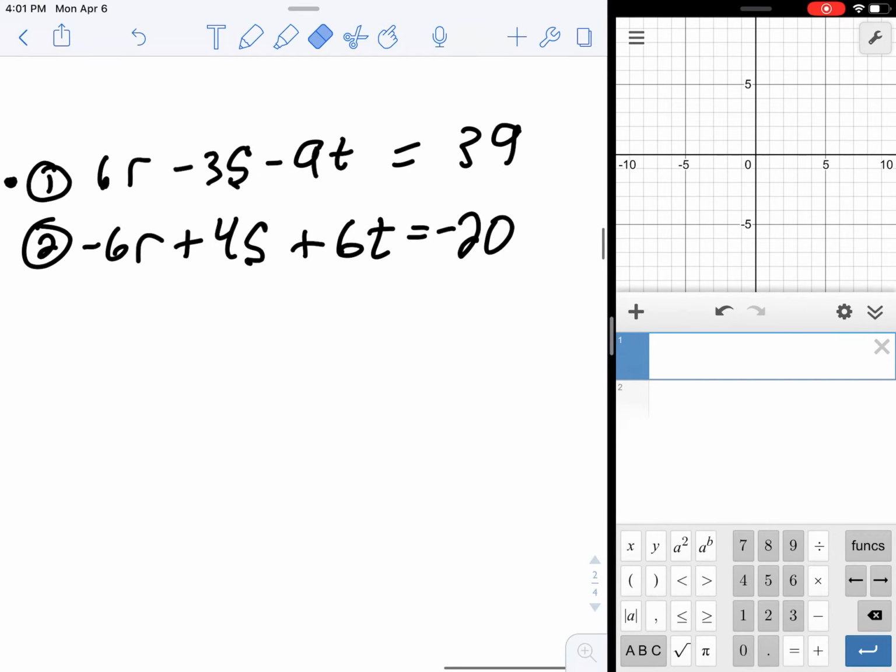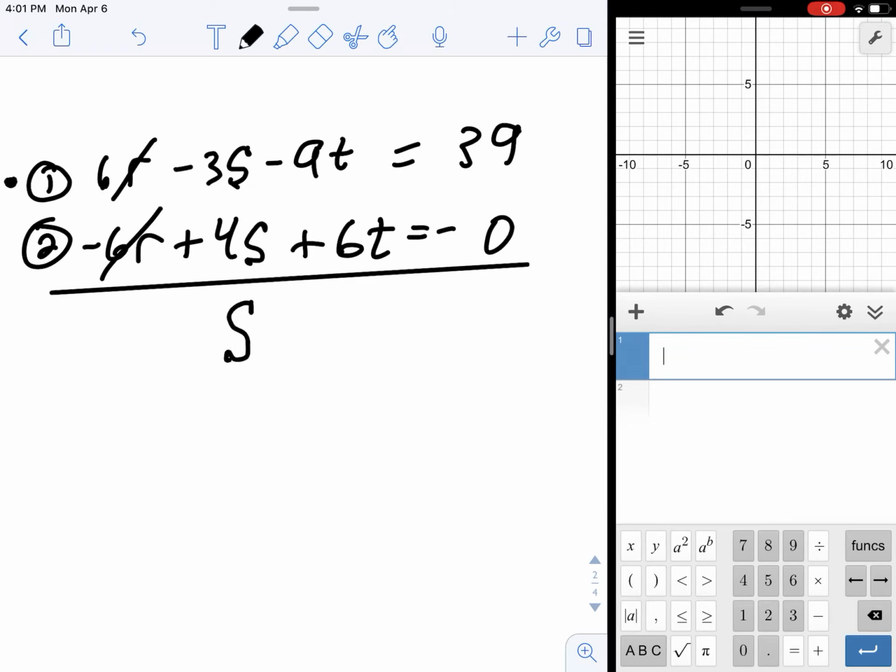So now combine these two equations together. The 6r minus 6r cancels. -3s plus 4s, that's just 1s. -9t plus 6t is -3t.